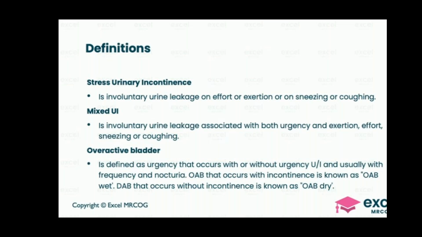Okay, OAB can be wet and dry. That means she has urgency. She rushes to the loo, but every time she reaches the loo on time and then she voids. Or she rushes to the loo, and while she's rushing to the loo, she leaks. That is OAB wet. And if she doesn't leak, that is OAB dry. So if there are only symptoms of urgency, frequency, nocturia, it is OAB dry. But if it is associated with leakage, it is OAB wet. Clear so far?